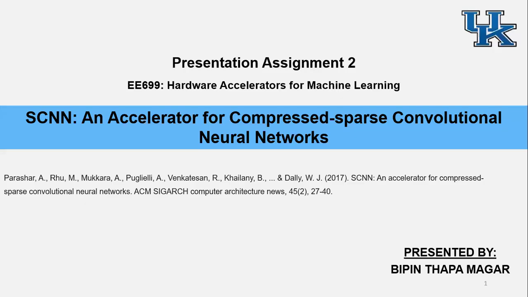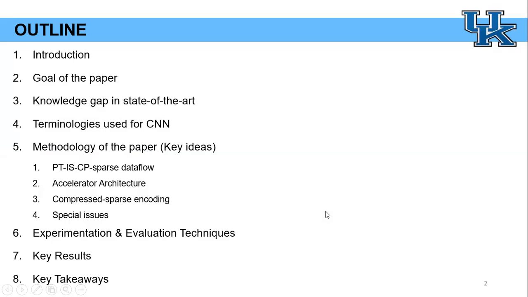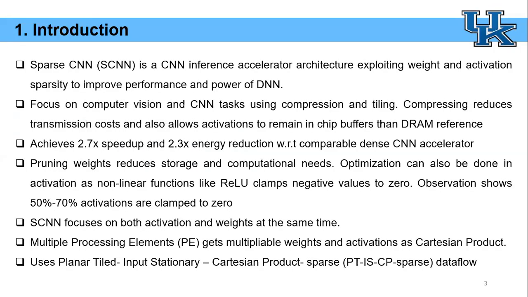Hello. Today we're talking about SCNN. So that's sparse CNN, an accelerator for compressed sparse convolutional neural networks, as a part of the presentation assignment 2 for E699. So this is a paper published in 2017. So these are the general outlines that today's presentation is going to talk about.